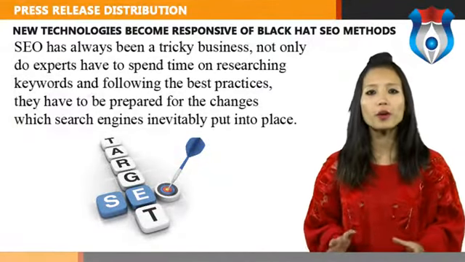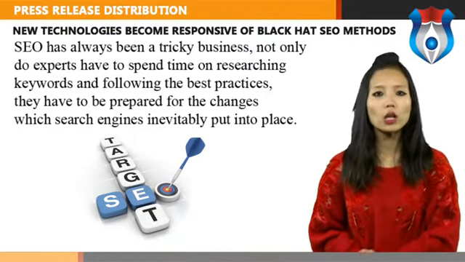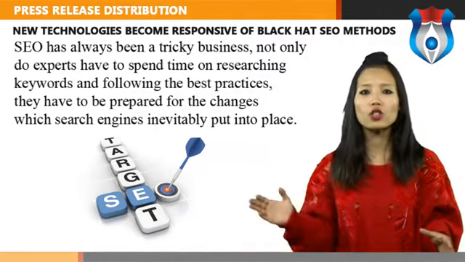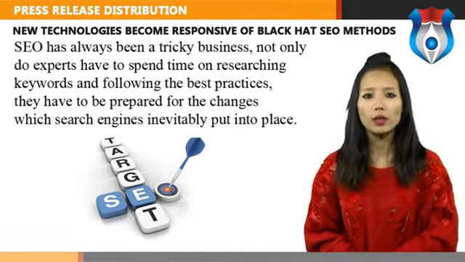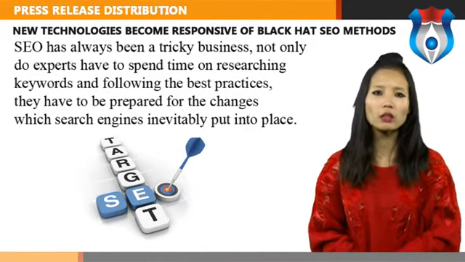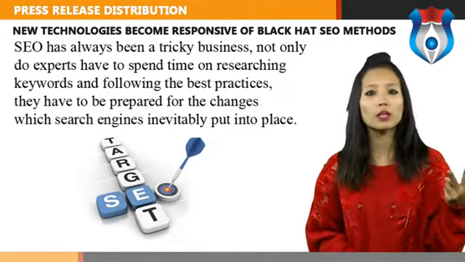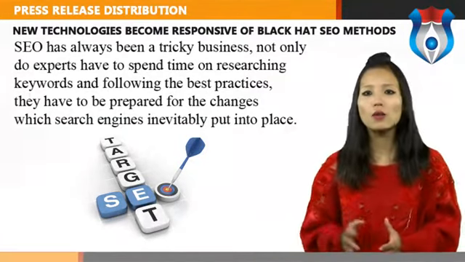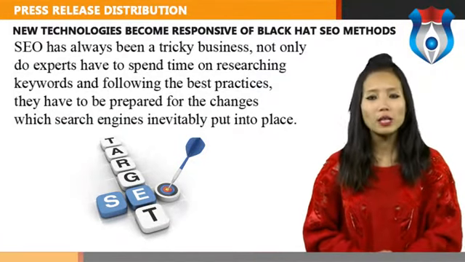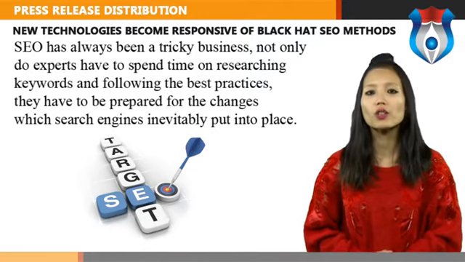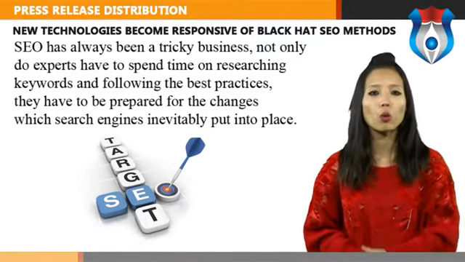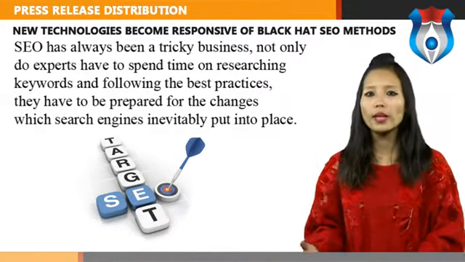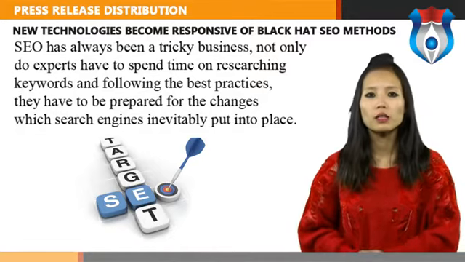Not only do experts have to spend time on researching keywords and following the best practices, they have to be prepared for the changes which search engines inevitably put into place. Last year saw search giant Google make two major algorithm updates, Panda and Penguin, that saw many sites plummet down the rankings as they were penalized by the new rules. This was because the changes were implemented in order to rank poor quality sites such as content mills and link farms down and give more weight to sites that produce quality content.